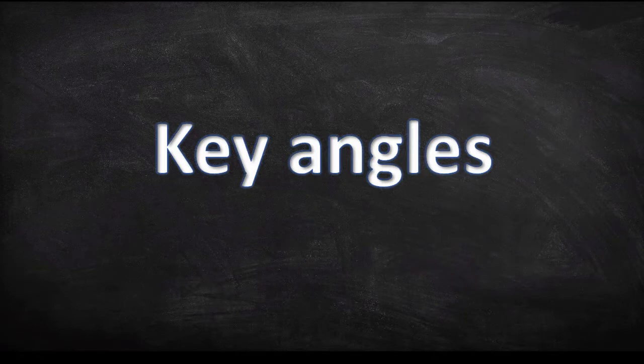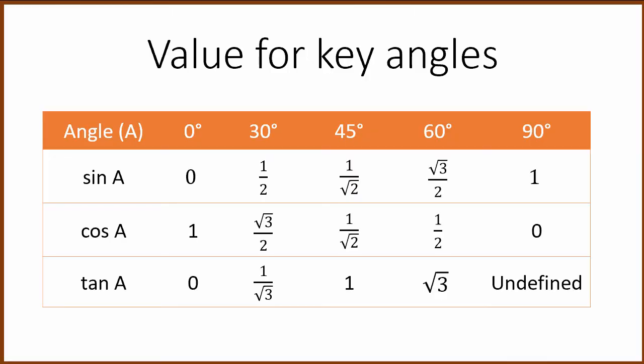Right, now let's look at key values. What are the key angles? There are 5 angles which are called key angles. They are 0 degree, 30 degree, 45 degree, 60 degree, and 90 degree. These are called key angles. And we have to remember or find a way to determine the trigonometric ratios for these angles.